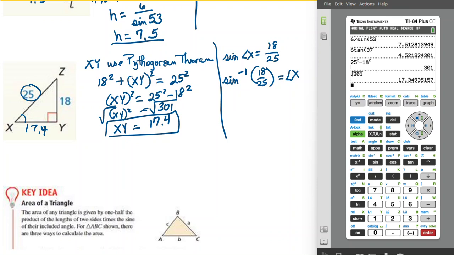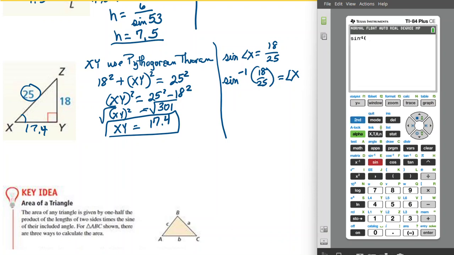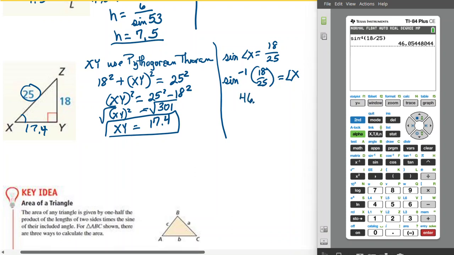And we're going to stick that in the calculator. To get an inverse, you do the second of whatever trig function we are looking. So you'll see the little -1 up there. And then I'm going to enter 18 divided by the 25. And I'm going to do 1 decimal, 46 and 1/10 degree is the measure of angle x. Okay, so I got that one.